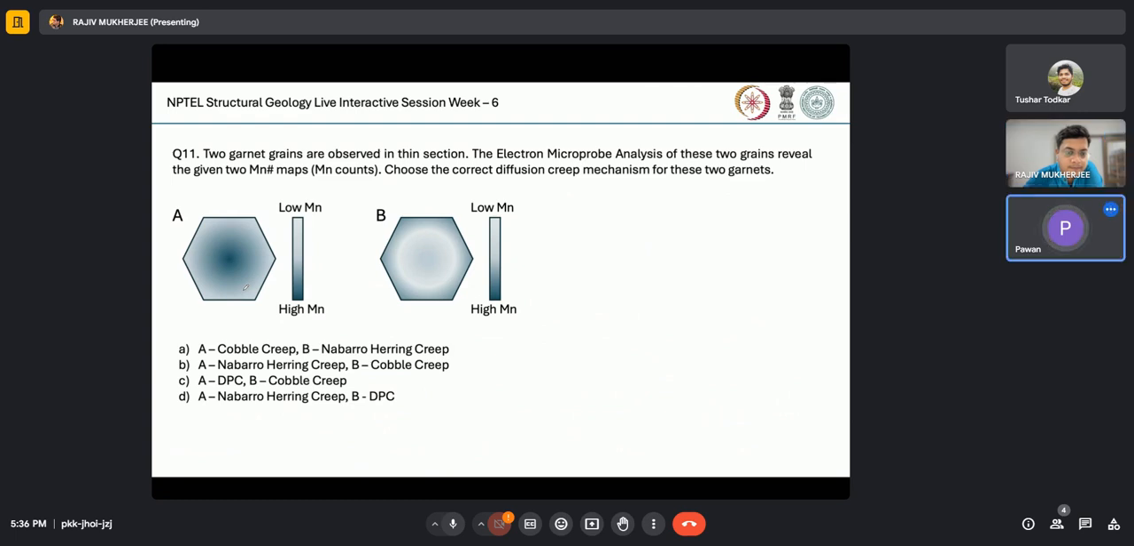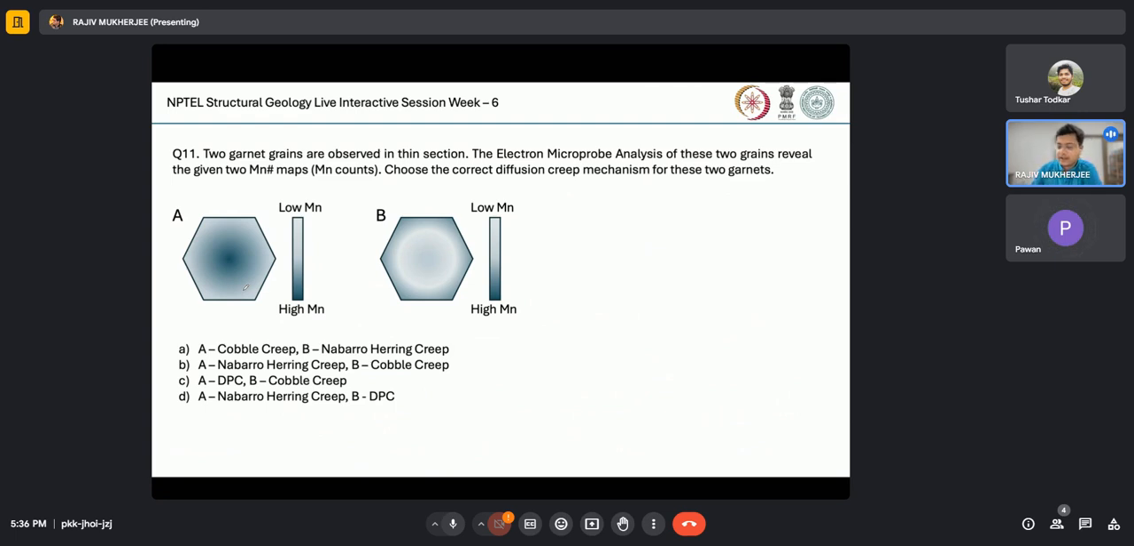I think, sir, C is the correct option. A is DPC, dissolution precipitation creep, and B is Coble creep. Yeah, you're right. Okay, I think option B will be correct. A is showing Nabarro-Herring creep and B is showing Coble creep.